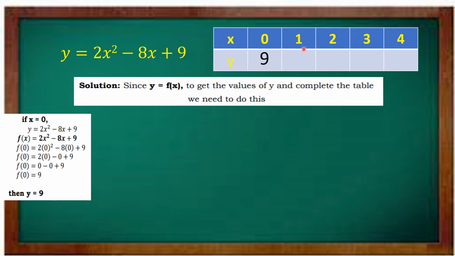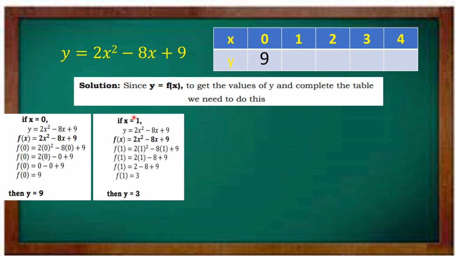So let's have the second assigned value of x, which is 1. If x is 1, we will substitute to find f of 1. So what is f of 1? We have 2 times 1 squared minus 8 times 1 plus 9. We always use this quadratic function because we need to find the table that will represent it. What is 1 squared? It is still 1. And 8 times 1 is still 8. So 2 times 1 is 2, minus 8, plus 9. 2 minus 8 is negative 6, plus 9 is positive 3. So our f of 1 is 3. We will put that in our second value of y.